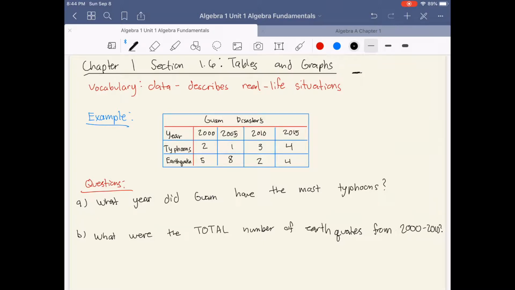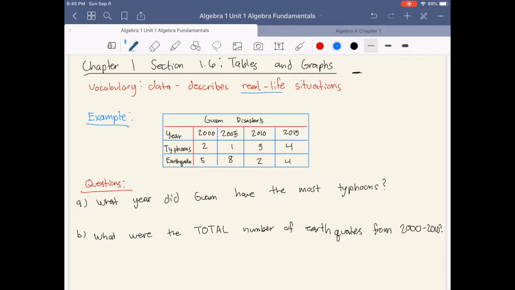Okay, so if you weren't here last class, we did an activity regarding tables, right? We got into our squads and made ourselves a bar graph according to the data that we collected. And look under the vocabulary of data. Data describes real life situations, okay? So when you were collecting each other's data for heights, what age you are, and what grade level you are, that's collecting data, real life situations, okay?